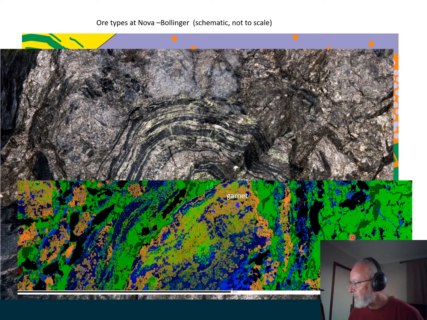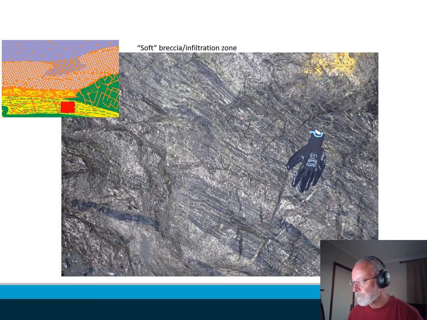This is an XRF map to show one of these things. In this particular image, the garnet shows up in this version in these orange colors. The black is quartz, and the green is sulfide. So you can see that the sulfide is completely invading the layers with these folded layers. And the folding is probably happening while the sulfide is actually being injected.